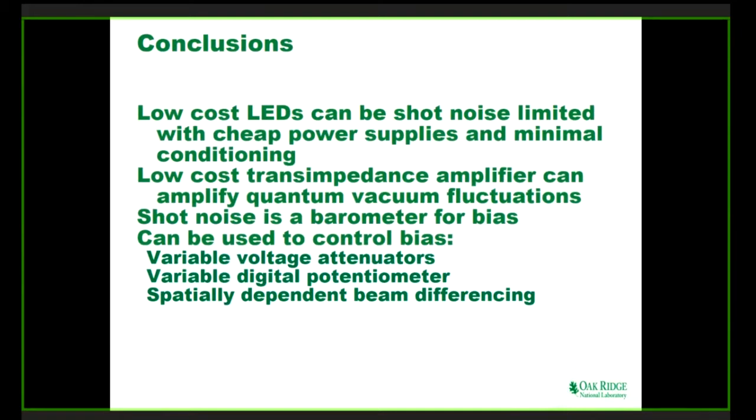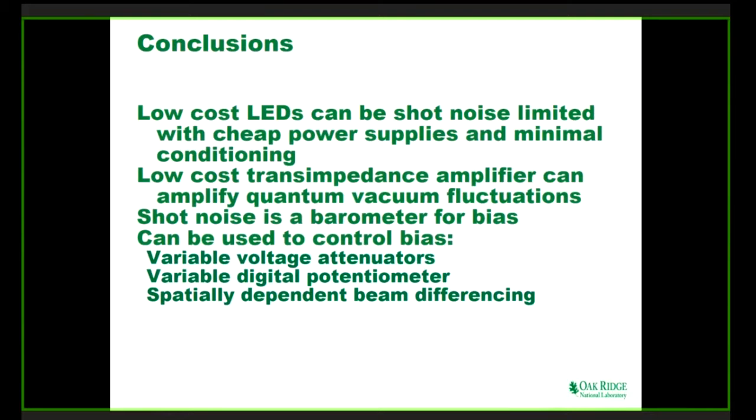Sorry. But the point is, low-cost LEDs can be shot noise limited with cheap power supplies, and that's what they'll demo in the lab. The linchpin piece to some of this technology is the fact that we realized you can use just a light emitting diode that costs less than $1 to access the Heisenberg uncertainty principle. For whatever reason, people have always thought you need to use lasers for that. It's not true at all.